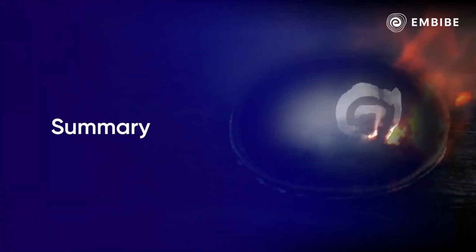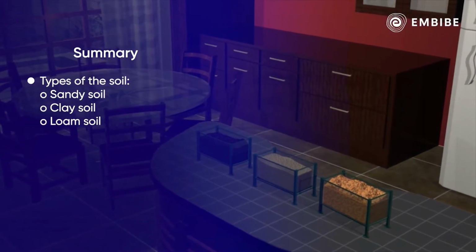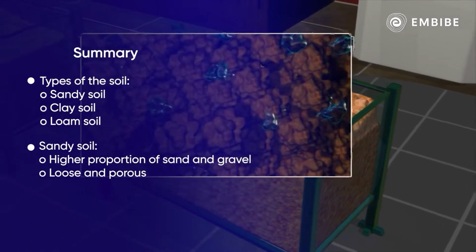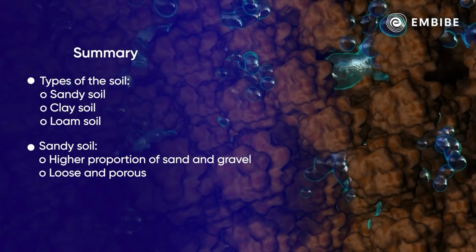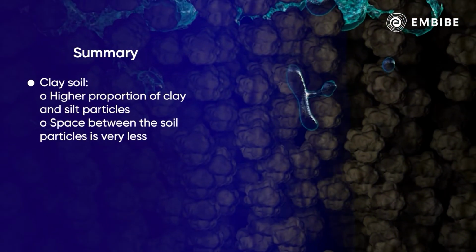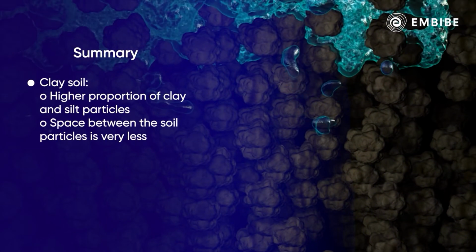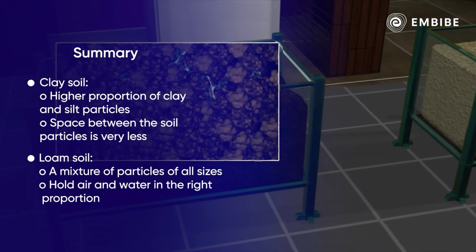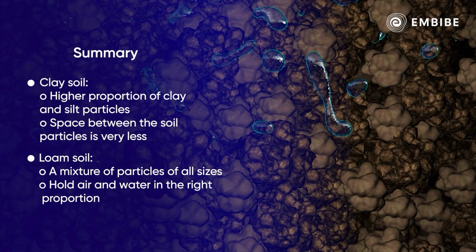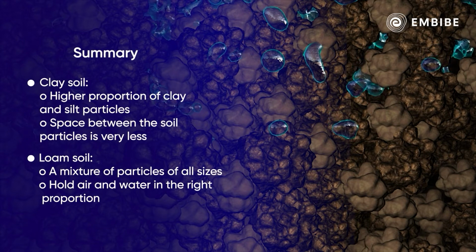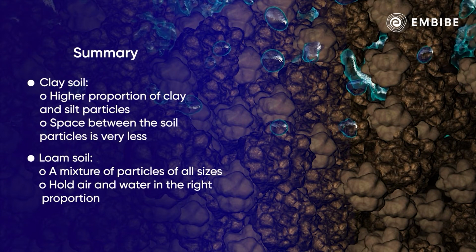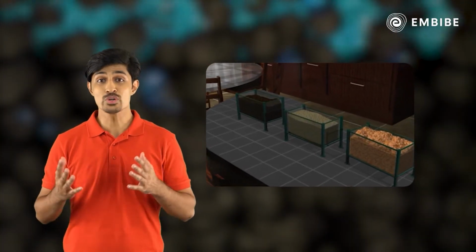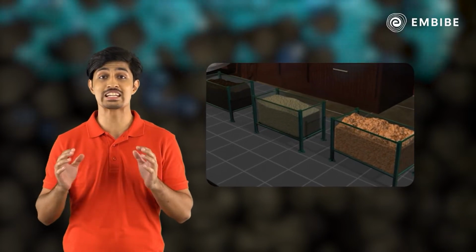Let's summarize. We have learned about the soil types and their properties. Sandy soil contains a higher proportion of sand and gravel, which is loose and porous. Clay soil contains a higher proportion of clay and silt particles, where the space between the soil particles is very less. And loam soil contains a proper mixture of particles of all sizes, which makes it hold air and water in the right proportion. Thus, there are basically three types of soil. We would be learning the properties of each one of them in detail.